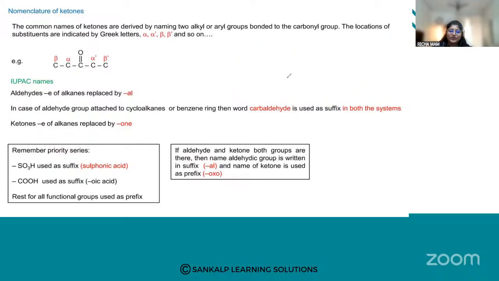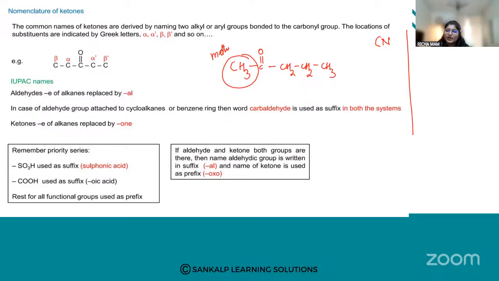Let us see some examples now. If it is CH3 C double bond O CH2 CH2 CH3, tell me the common name and the IUPAC name. This is a methyl group, and this is a propyl group. You have to follow alphabetical order, so M comes first: methyl n-propyl ketone. This is your common name.